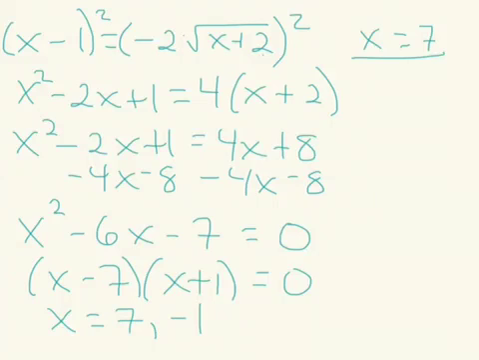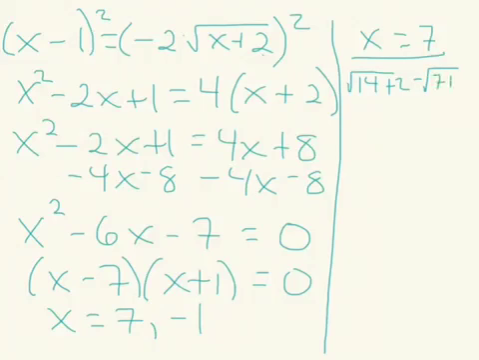Let me draw a line here. We're going to have, plugging in x equals 7, the square root of 2 times 7, which is 14, plus 2, minus the square root of 7 plus 2. And this is hopefully equal to negative 1, but I'm going to put a little question mark over it because I don't know if it is equal. 14 plus 2 is 16, so we'll have the square root of 16 minus the square root of 9. Hopefully this is equal to negative 1.